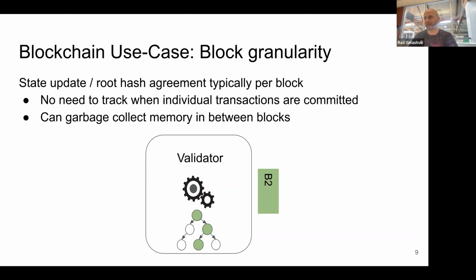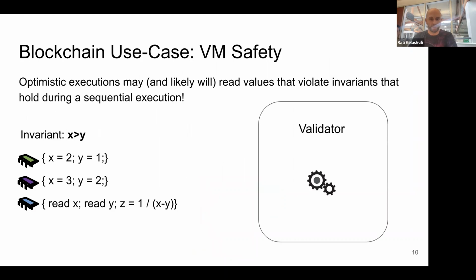And also we don't need to track when individual transactions are committed, because during the system execution there will be a specific moment, which we determine in our proofs, for an increasing prefix of transactions, when they can be considered committed, because they'll never have to re-execute and we have the correct output. However, we don't need to track this at the transaction granularity. We just need to know when the whole block is safe to commit. This helps remove a lot of synchronization and complexity from the algorithm. The second one is VM safety.